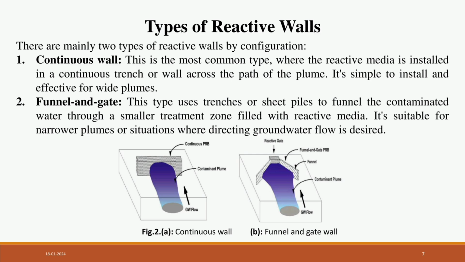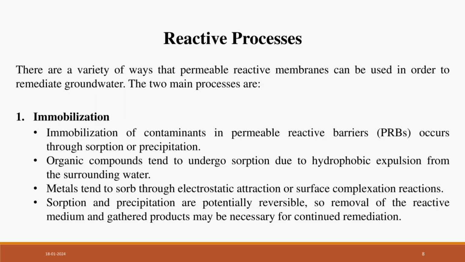Moving to the next slide, types of reactive processes. There are a variety of ways that permeable reactive barriers can be used in order to remediate the groundwater. Mainly there are two processes. First one is immobilization. Immobilization of contaminants in permeable reactive barriers occurs through sorption or precipitation.